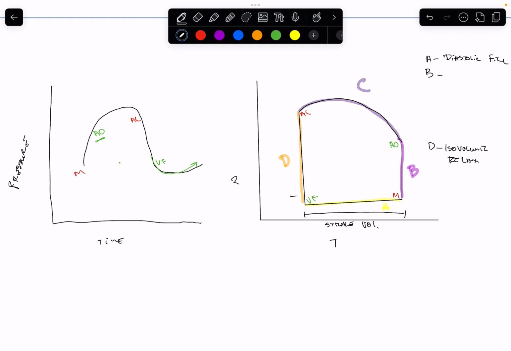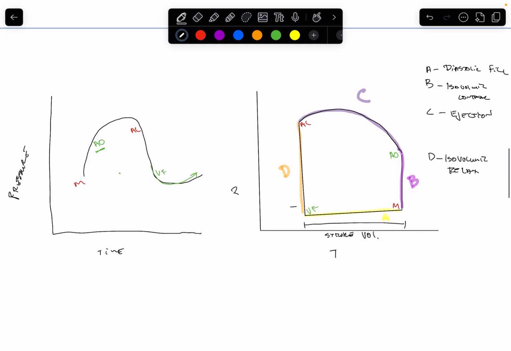And then B, we have isovolumic contraction, which I feel like is pretty self-explanatory. And then C is ejection. That is when blood is being pushed out of the heart. And so that's essentially what the pressure volume loops look like.